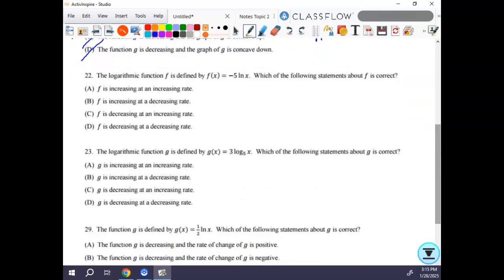All right, so again, I need a little graph. The natural log part makes it look like this. The 5, whatever. But that negative reflects it in the x-axis. This is what I'm looking at here. So that function is definitely decreasing. So I can eliminate A and B. But then we're talking about the rate. So we need our good old fun chart.